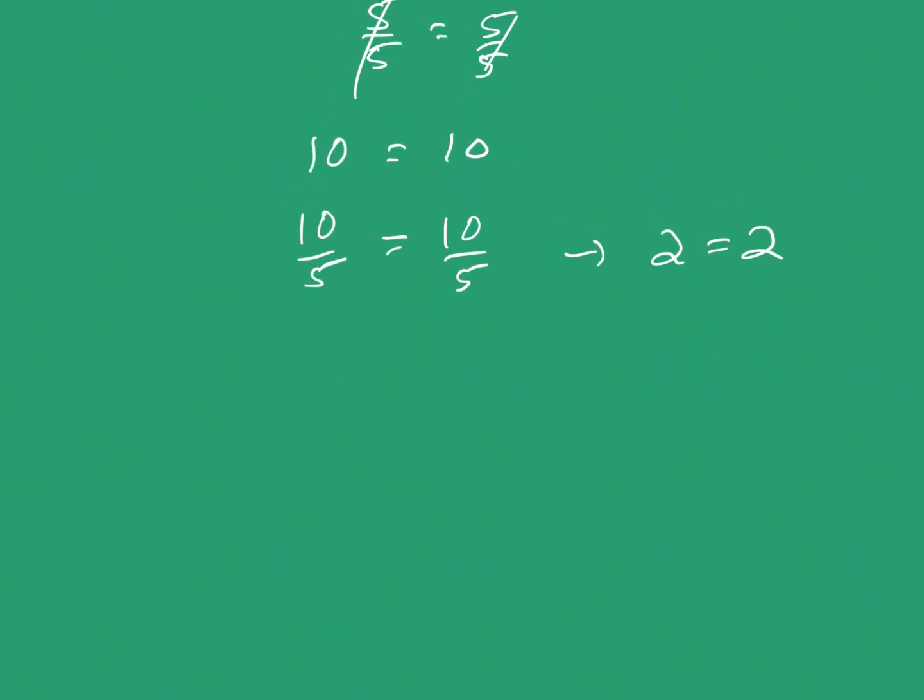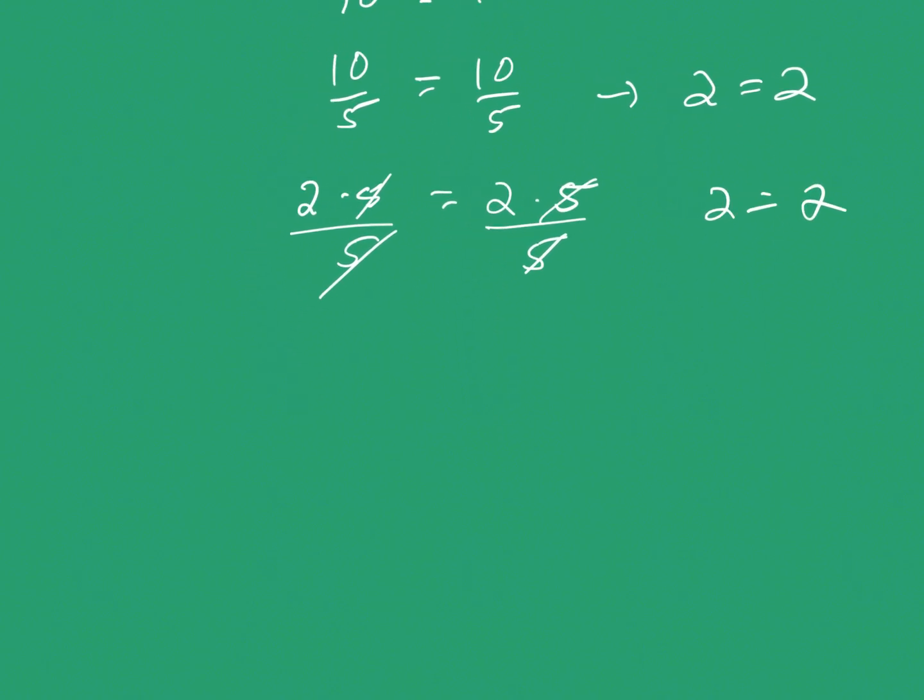So let's do this. Instead of 10, let's say 2 times 5 equals 2 times 5. And now let's divide both sides by 5. 5 divided by 5. The 5s cancel out. 2 equals 2. So we can always do this thing where things cancel out.